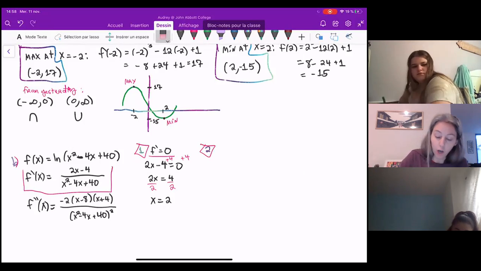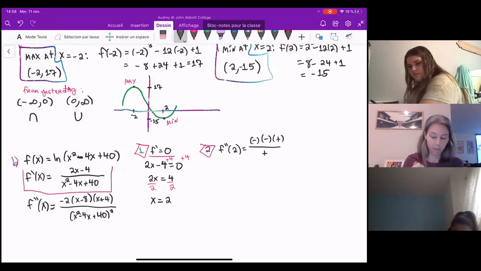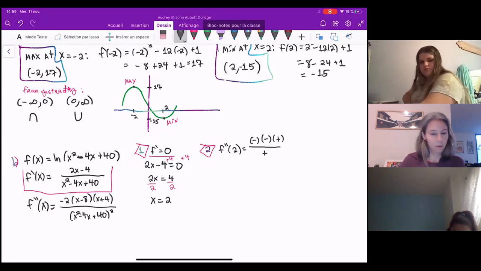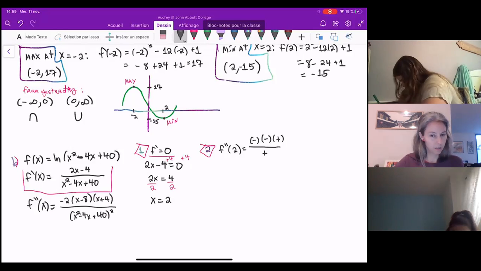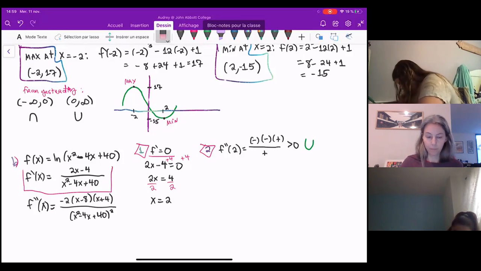So now I am just looking at f double prime of 2. I want to know if f double prime of 2 is positive or negative. So here I have a negative, so 2 minus 8 is negative, 2 plus 4 is positive, and the denominator is always positive. So does this give me a positive value or a negative value? Are you sure? So I've got 2 negatives and 2 positives, so this is going to be positive. So this is greater than 0, which means it's happy, which means is this thing a min or a max? You got it, it's a min. So that is my min.